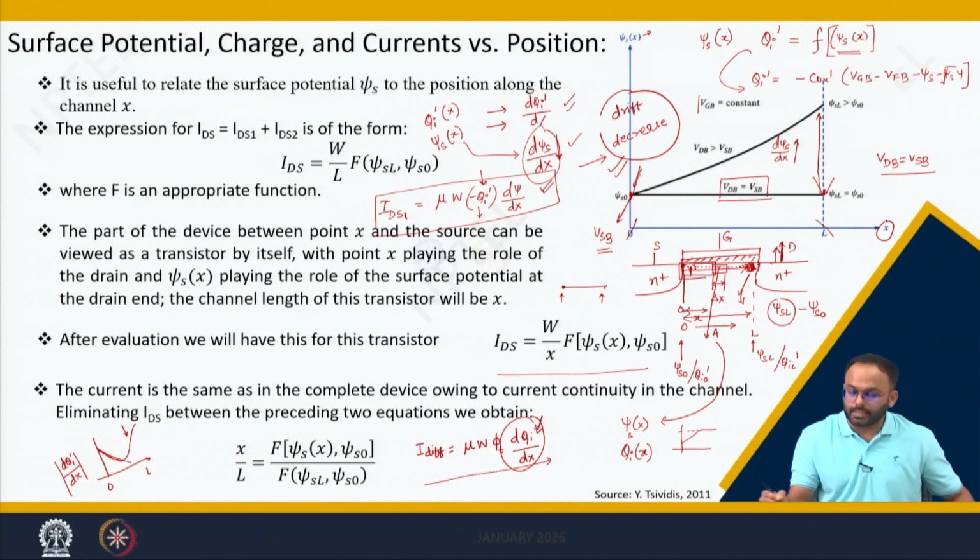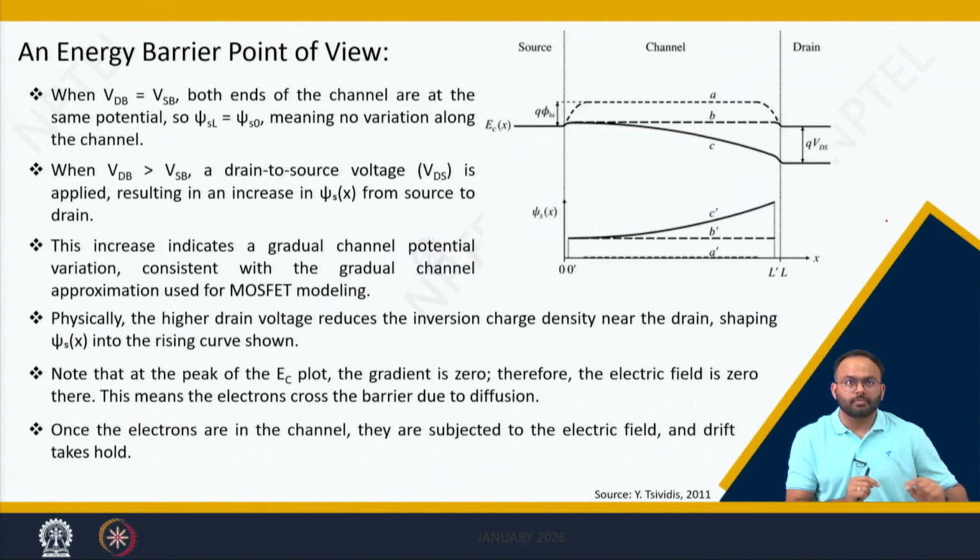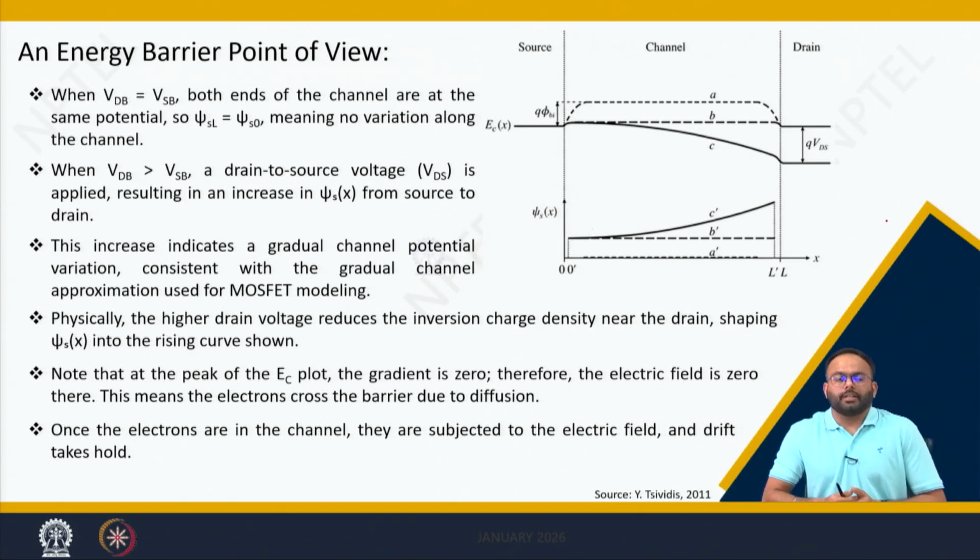Here x is the position in the horizontal direction, meaning you are moving from source to drain. Let us get an insight into the MOSFET again from the energy band point of view. We have already seen this energy band diagram viewpoint in the last lecture, but let us get a new insight related to drift and diffusion.